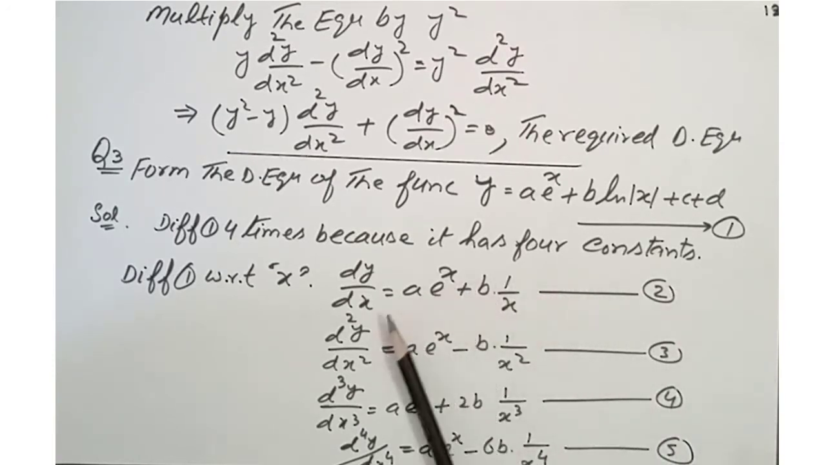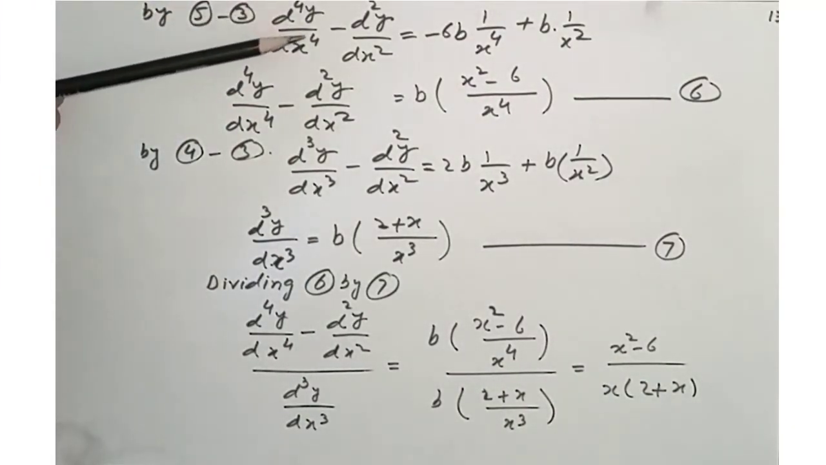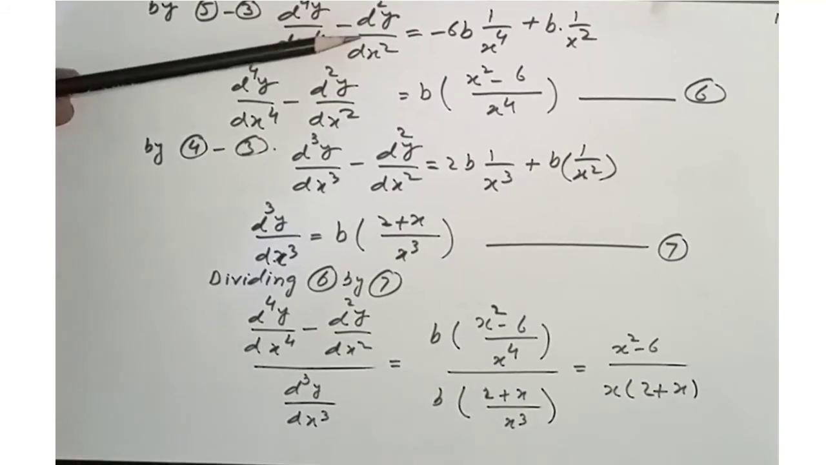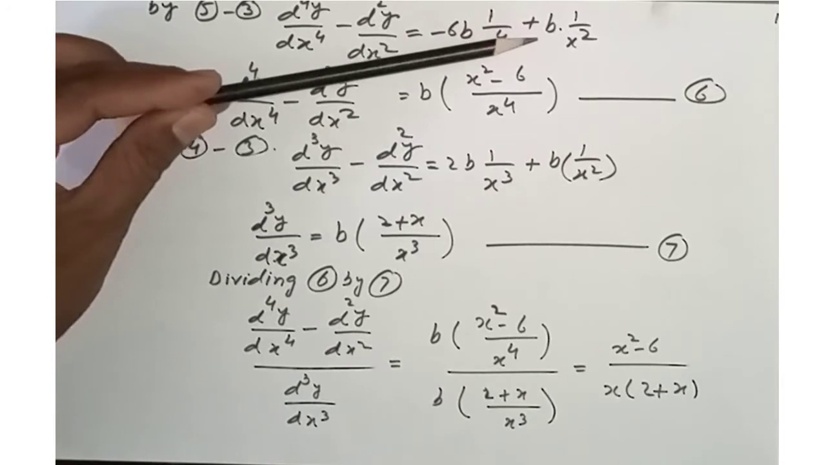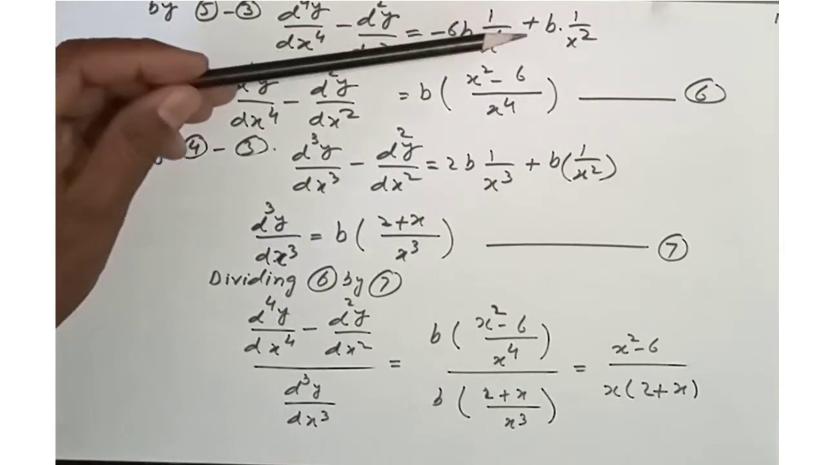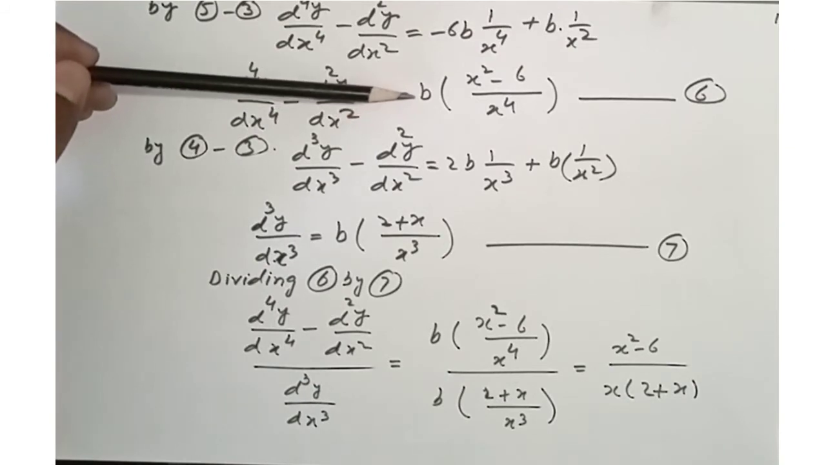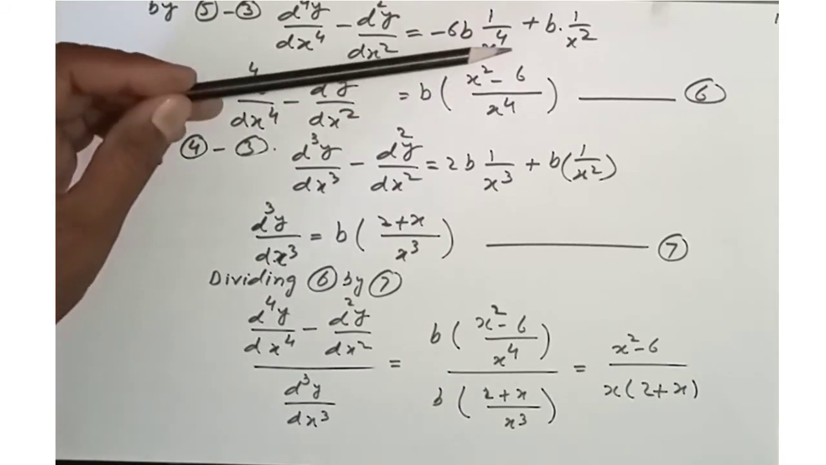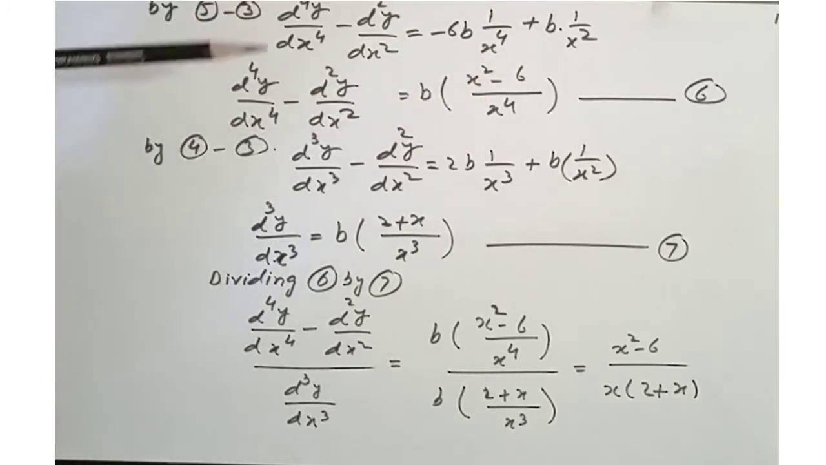Now we eliminate the constants a and b from these equations to get the required solution. Subtracting 2 from 3, we have d⁴y/dx⁴ - d²y/dx² = -6b/x⁴ + b/x², and taking b common from this step, and taking LCM, x⁴ is the LCM, this is b(x² - 6)/x⁴. This is equation number 6.